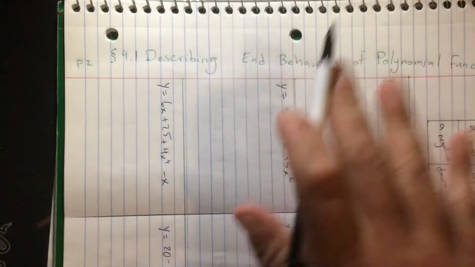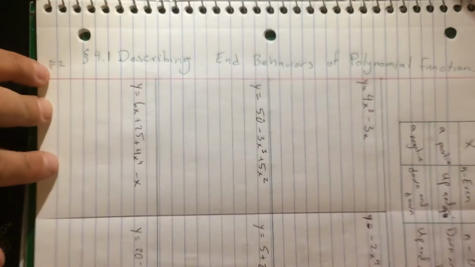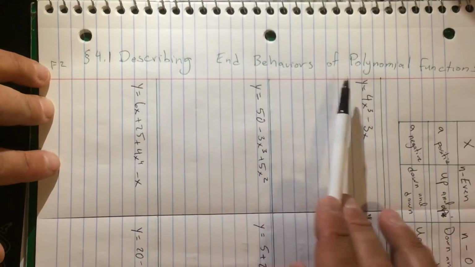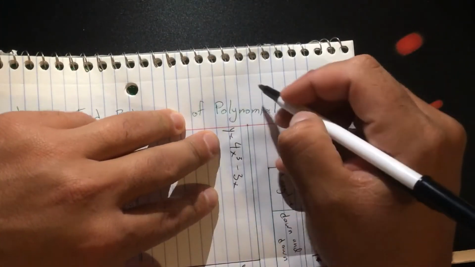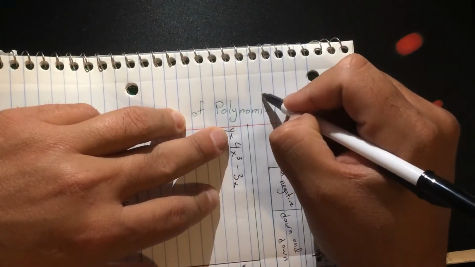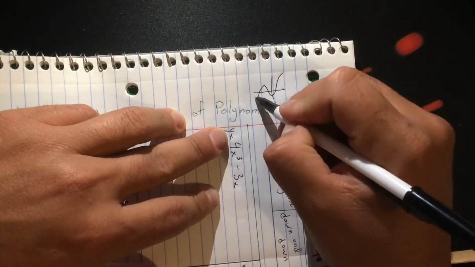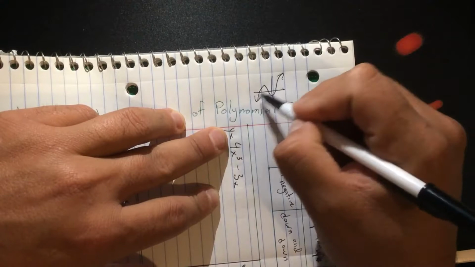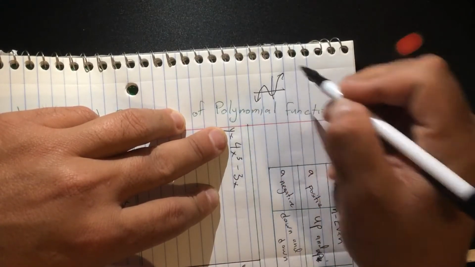This is foldable number 2, section 4.1. This is going to be describing end behaviors of a polynomial. So basically what that means is how the graph is going to look. For example, if this was a graph here, this one here would be like this. So the end behavior would be this part here and this part here. So this specific graph would be coming from down and going up.